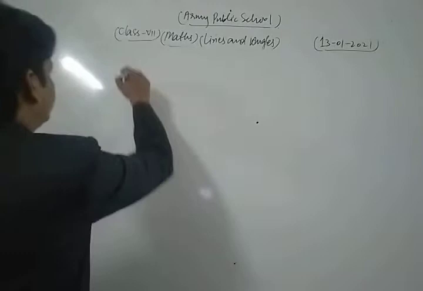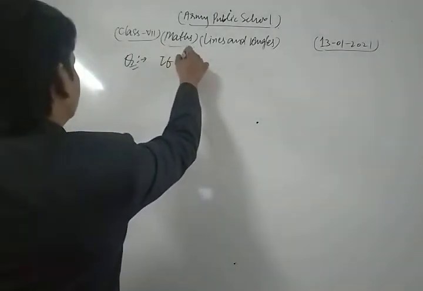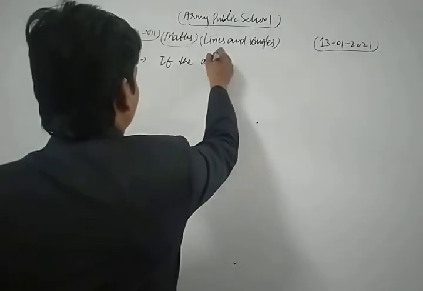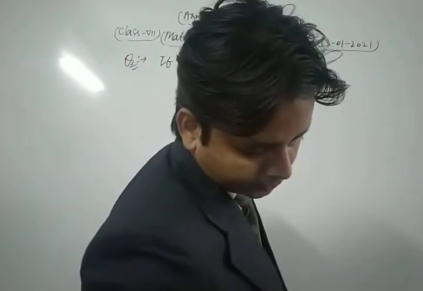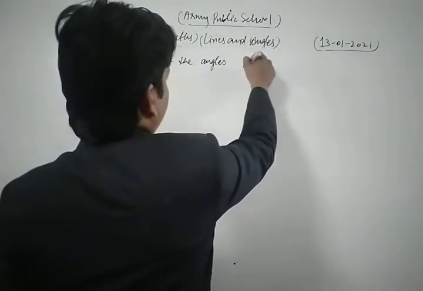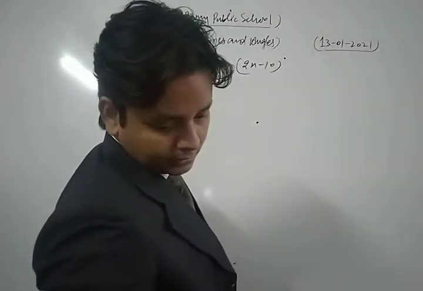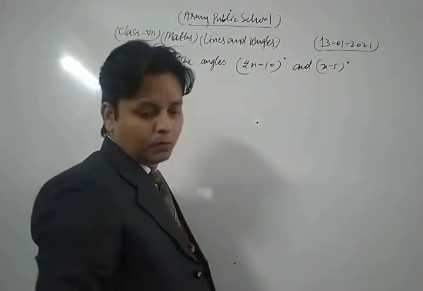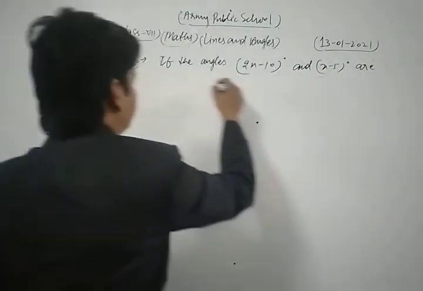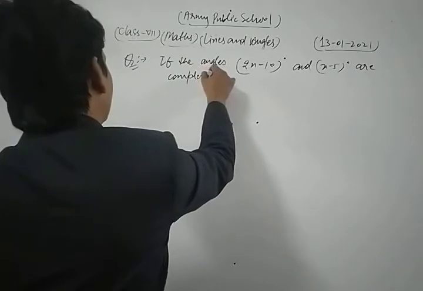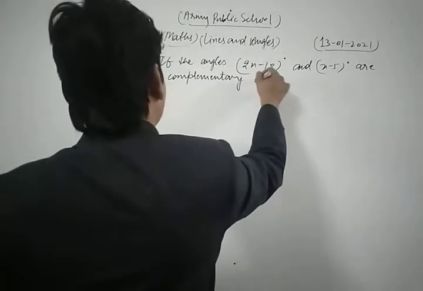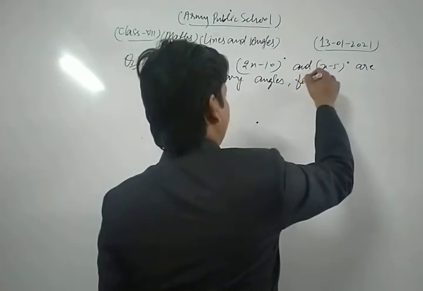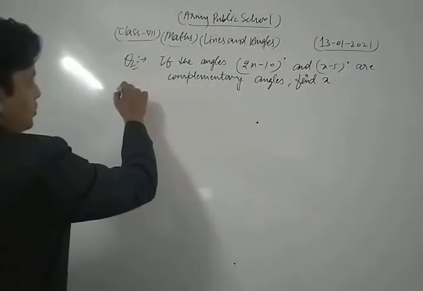Let's see. If the angles 2x minus 10 degrees and x minus 5 degrees are complementary angles, find x. Let's see its solution.